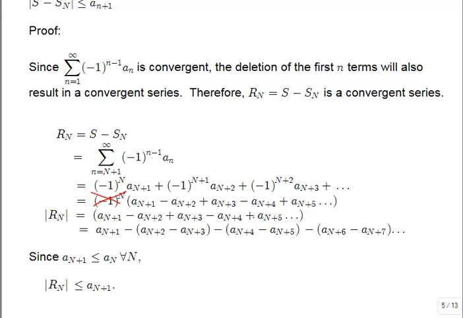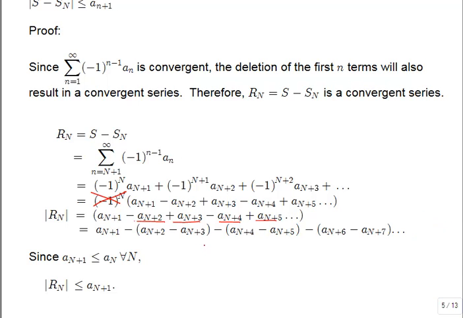Now I'm going to group these. I'm going to leave a sub n plus 1 as it is, and I'm going to factor out of these two terms a negative, which makes the a sub n plus 2 positive and the a sub n plus 3 becomes negative, so that when I redistribute the negative across, I would get back what I started with. Then I'm going to take these two terms, factor out a negative, so the a sub n plus 4 is positive and the a sub n plus 5 is negative. And likewise for the next pair and the next pair and so forth.